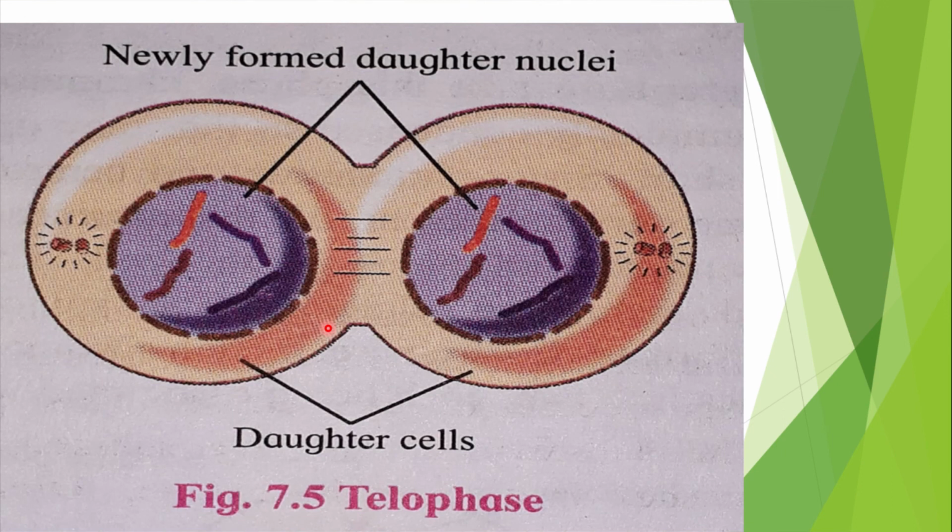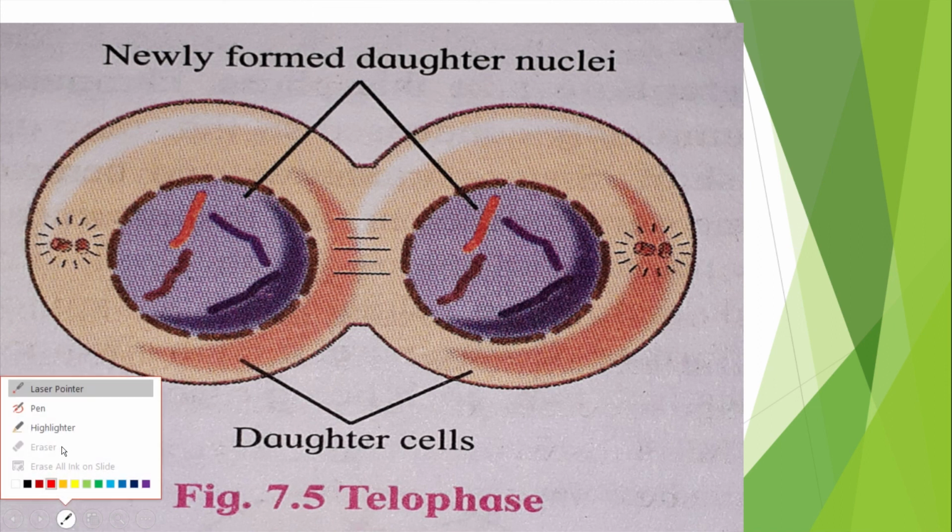Now what happens in cytokinesis? Cytokinesis is nothing but division of cytoplasm. Cyto means cytoplasm and kinesis means division. In animal cells and plant cells, the division of cytoplasm takes place in different ways. So what exactly happens in an animal cell?